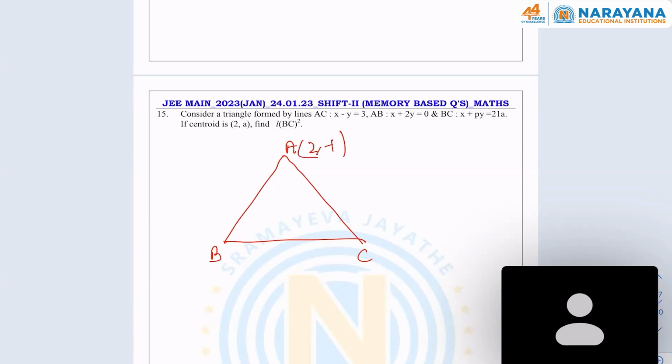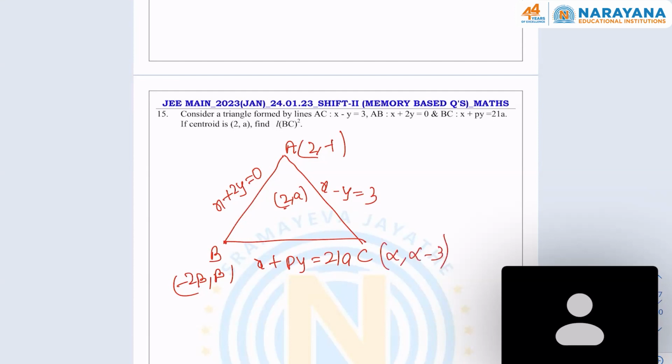Here the equation of line AB is x plus 2y is equal to 0, and the equation of line AC is x minus y is equal to 3. Equation of BC is x plus py is equal to 21a. And here the centroid is 2 comma a. Now I can write B as minus 2 beta comma beta, because B lies on the line x plus 2y is equal to 0, writing the coordinates in one variable. Similarly, C is equal to alpha comma alpha minus 3.